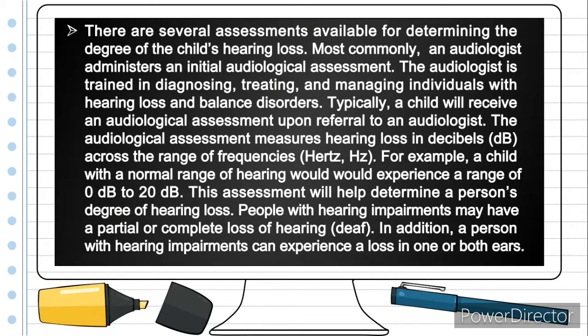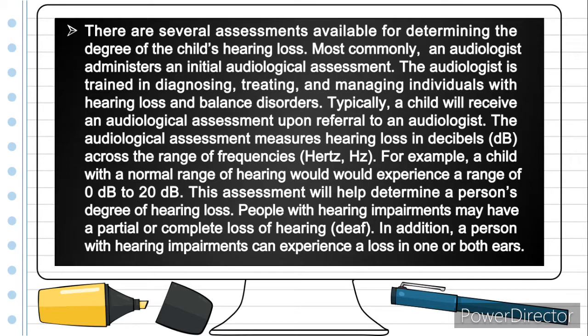There are several assessments available for determining the degree of the child's hearing loss. Most commonly, an audiologist administers an initial audiological assessment. The audiologist is trained in diagnosing, treating, and managing individuals with hearing loss and balance disorders. Typically, a child will receive an audiological assessment upon referral to an audiologist. This assessment will help determine a person's degree of hearing loss.